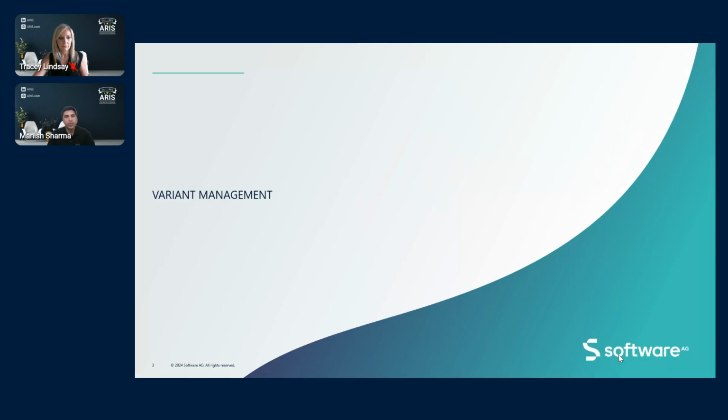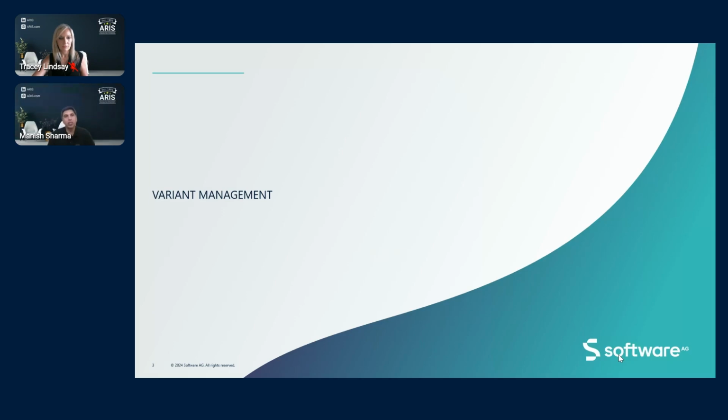Right. So the first thing about variant management. Variant management is about managing multiple copies of a particular model or a particular object within ARIS. As you know, ARIS is an object-oriented tool. Whenever you create a model or an object within it, there's a definition copy created in the background.